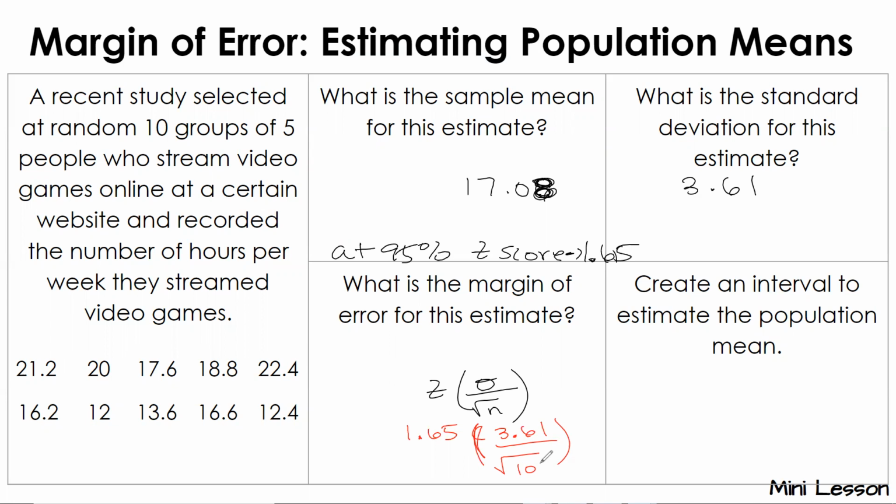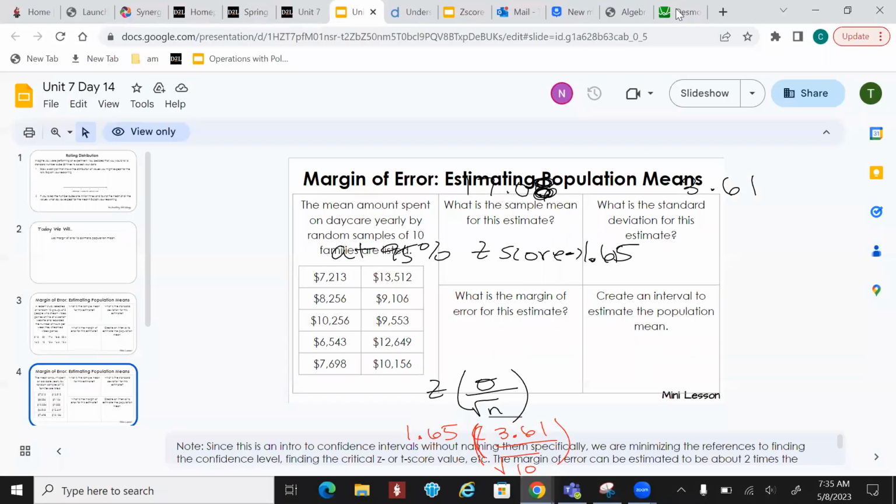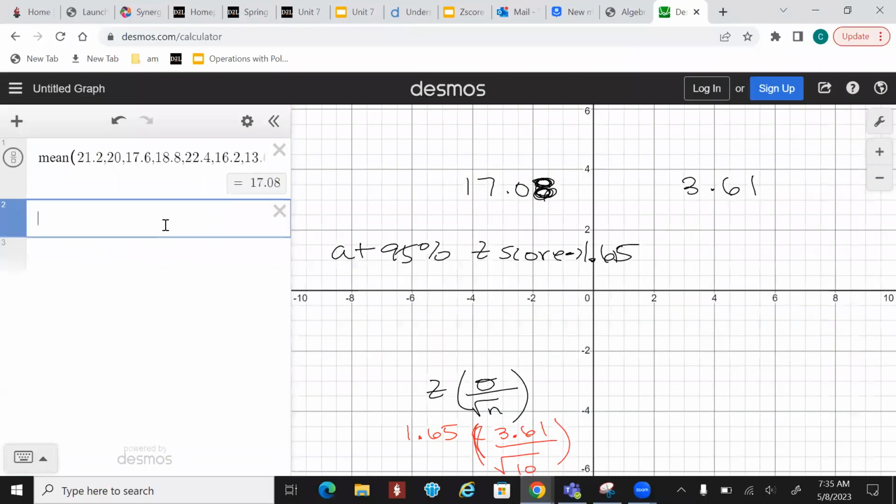So we're going to take all of that and plug it in. We're going to say 1.65, multiply it times 3.61, divide it by the square root of 10. That's going to give us a margin of error of 1.88.